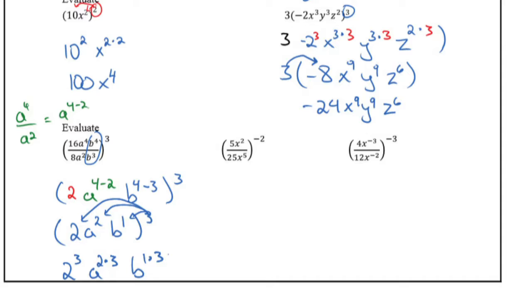2 cubed is 8. a to the 2 times 3 is 6. b to the 1 times 3 is 3.